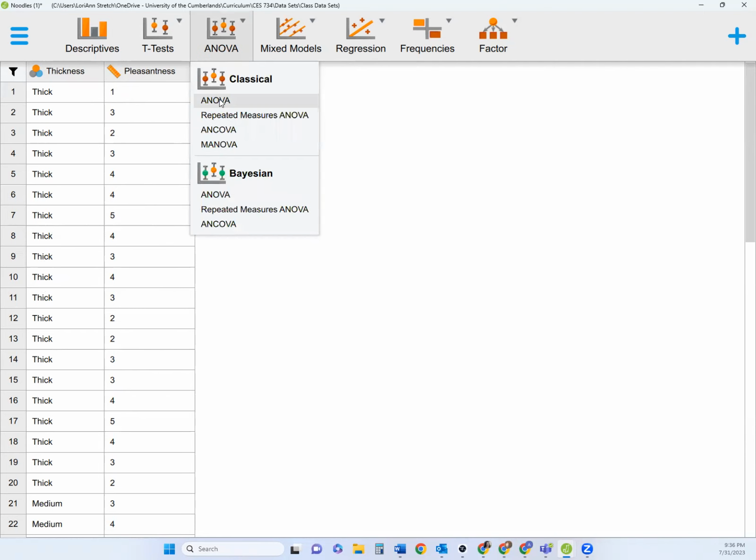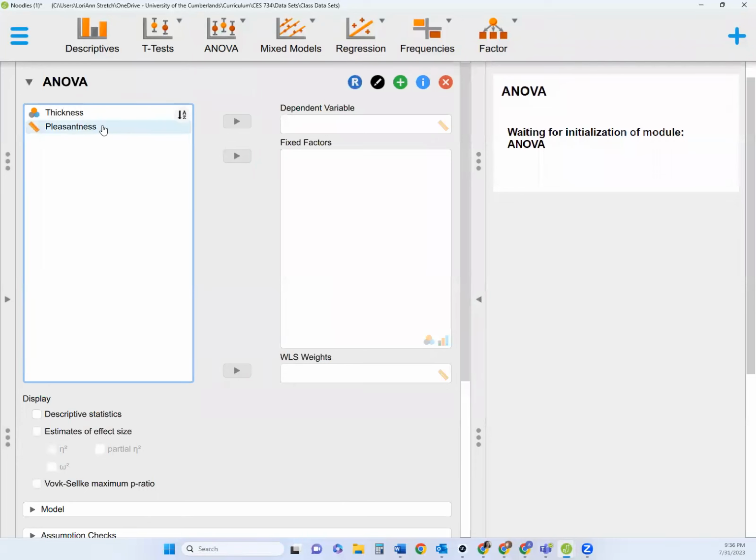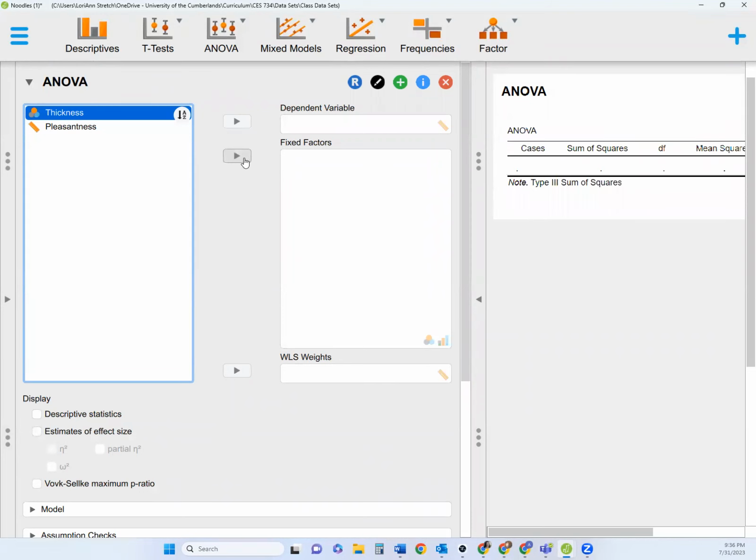We're going to go to ANOVA. We're going to click Classic ANOVA. And our thickness is going to go into our fixed factor. Think about this as our fixed group. So factors are groups in statistics. And then we're going to put pleasantness in our dependent variable.